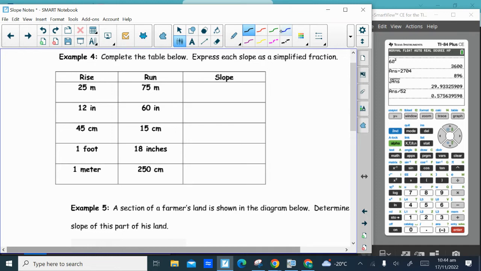So, remembering that slope is always rise over run, it'll be 25 meters divided by 75 meters. The meters cancel, and you'll have 25 over 75, which you can reduce by dividing top and bottom by 25, and you'll get 1 over 3. That's the slope of that line.